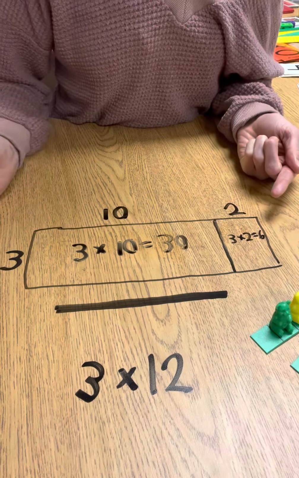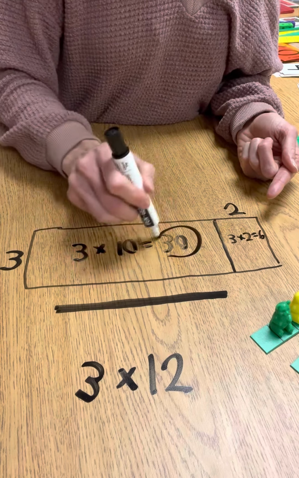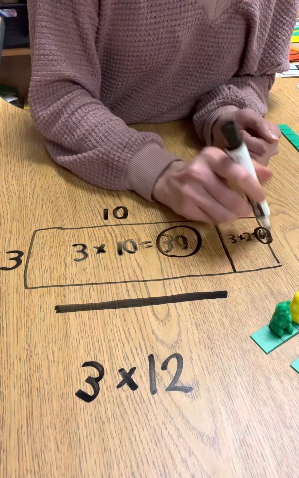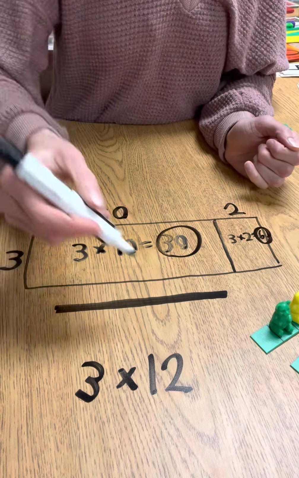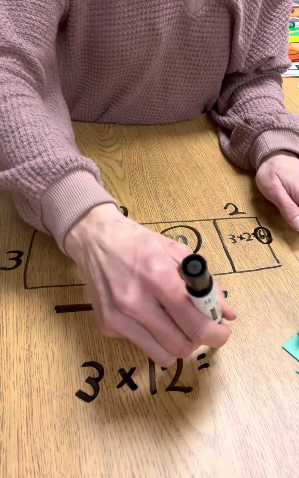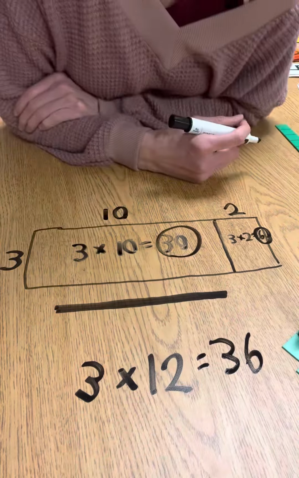Now I just need to know how much I have all together. So I'm gonna take this number in this section and this number in this section, and I'm gonna put them together to figure out that I have 36 seats in my big movie theater.